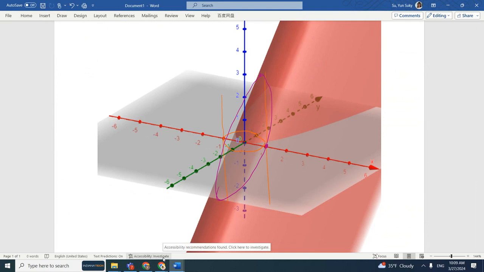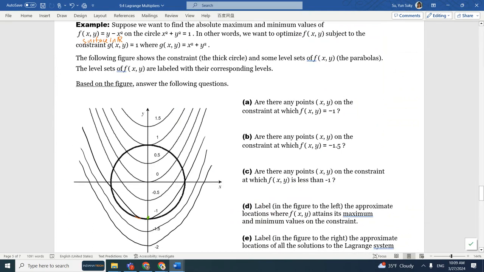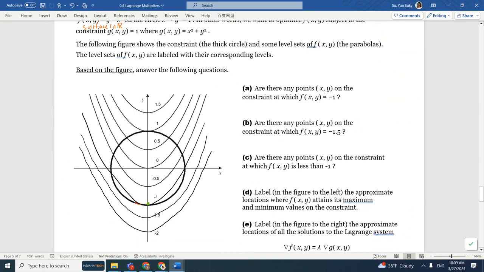And if you want to draw the level curves, you see level curves come from a lot of horizontal planes, and you color them. You see the level curves are a lot of parabolas, right? That's why on this picture you see a lot of parabolas of different heights. Okay, let's answer the following questions. Are there any points on the constraint where f of xy equals -1?